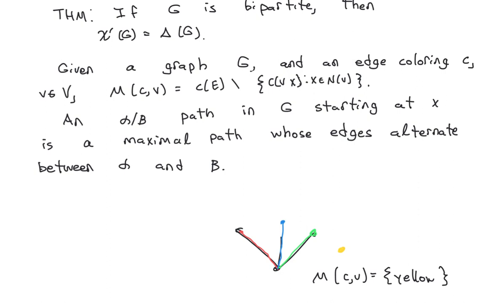All right, the other property we need is something called an alpha-beta path. Alpha and beta here are colors. An alpha-beta path in G, starting at vertex x, is a maximal path whose edges alternate between alpha and beta. So this looks very similar to the type of stuff we were doing back when we were studying matchings in graphs. And that actually makes sense, because if you think about it, an independent set of edges is a matching. So an edge coloring is a function on the edges such that each color class is a matching.